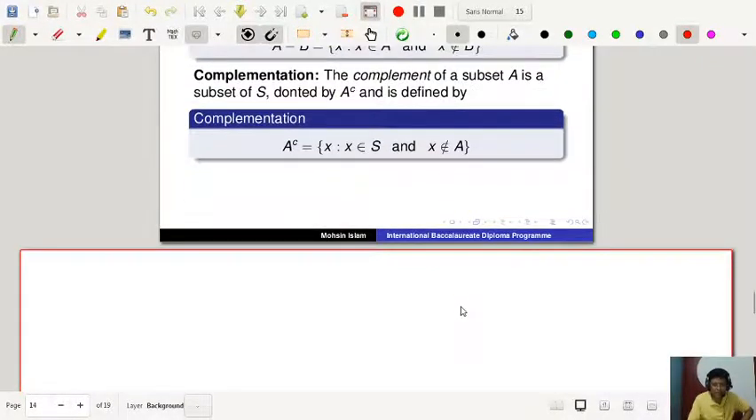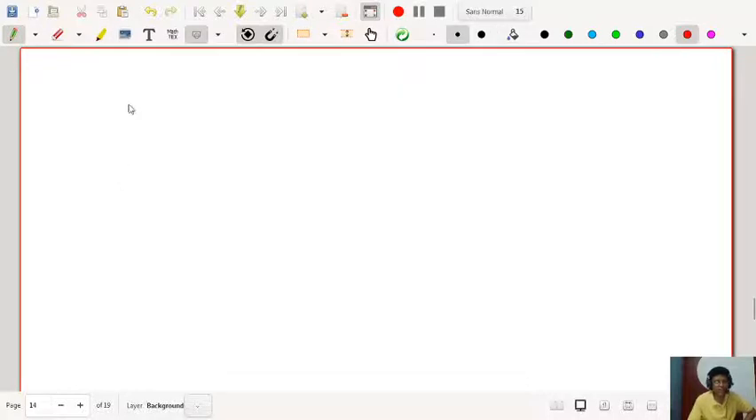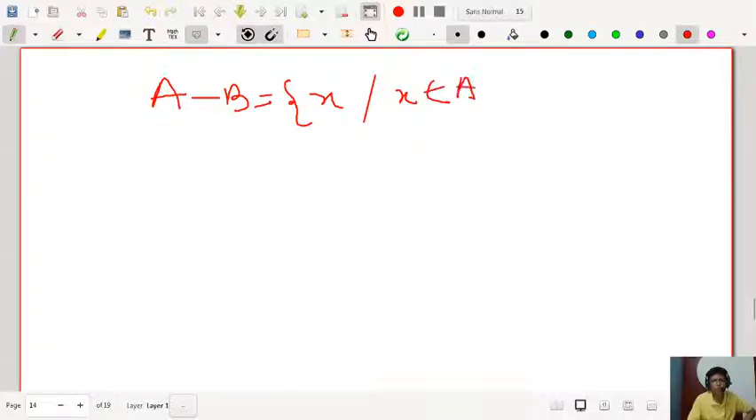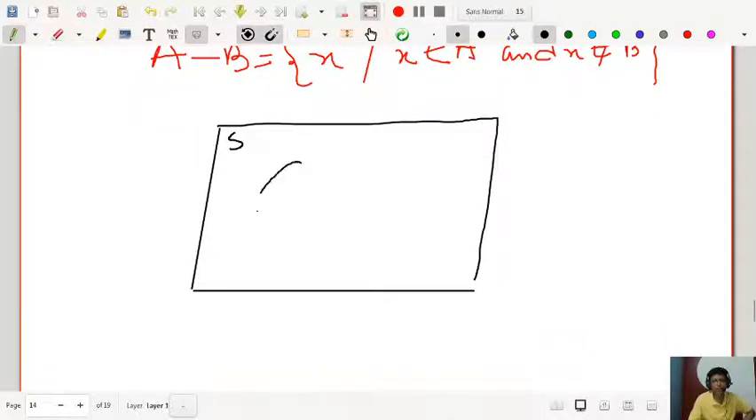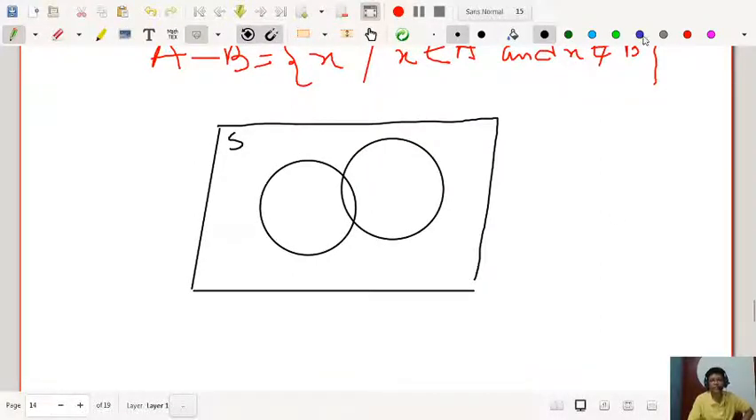Let me give you the Venn diagram first. What is your A minus B? Let me write once again: A minus B is X such that X belongs to A and X doesn't belong to B. Let me draw the universal set first. This is your universal set, and this is your A, and this is your B.